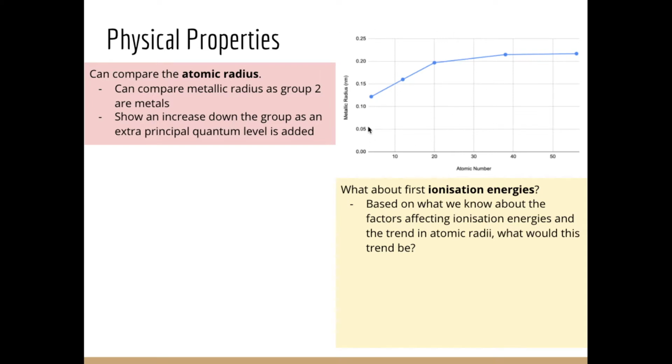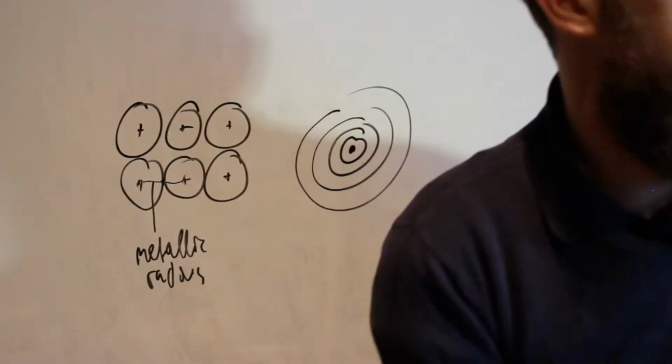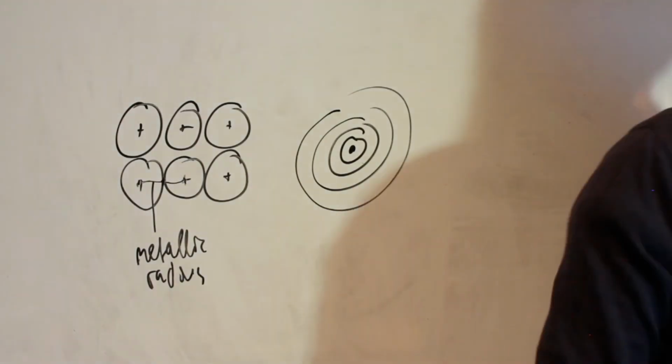Now, leading on from that, let's look at some trends in the ionization energies. This is something that we've looked at a while ago, so it will serve as a good recap. Based on what we know about the factors affecting ionization energies and the trend in atomic radii, what would this trend be? Well, it looks like this. We see a decrease in the ionization energy as we go down the group. So we've got the atomic number down the bottom here. So we've got beryllium as atomic number 4, magnesium 12, calcium 20, so on and so forth. And we can rationalize this for the same reason that we see an increase in the atomic radii.